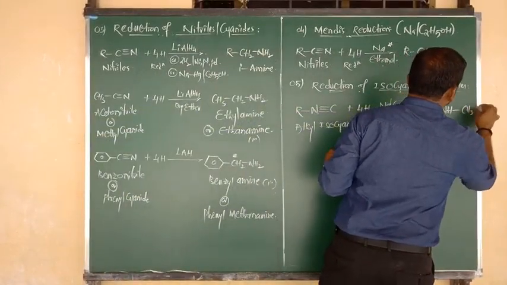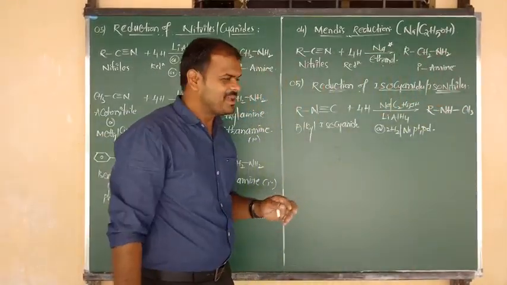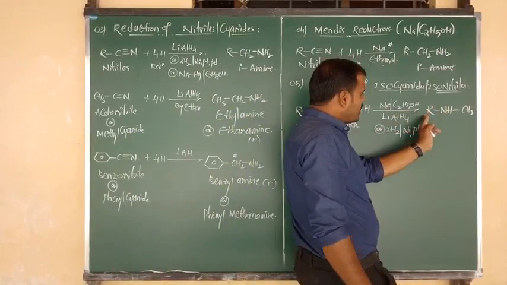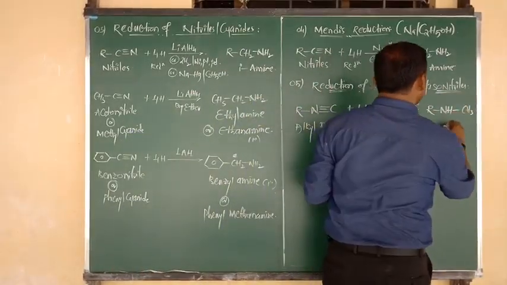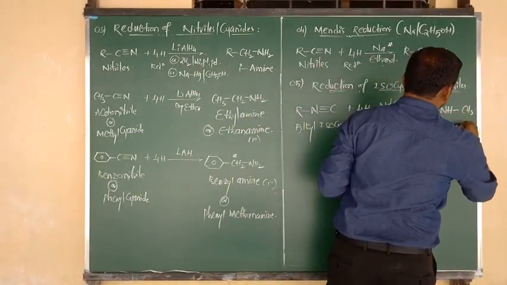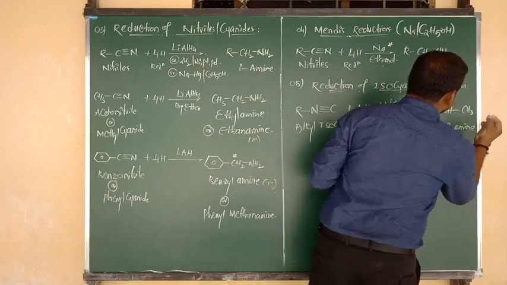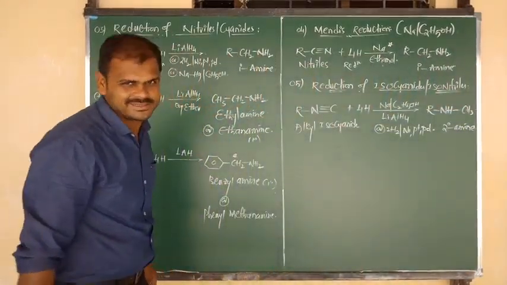So we can write CH3. So the NH form is there, and 2 alkyl groups or carbons are there. So we can say this is nothing but a secondary amine. I hope you understand.